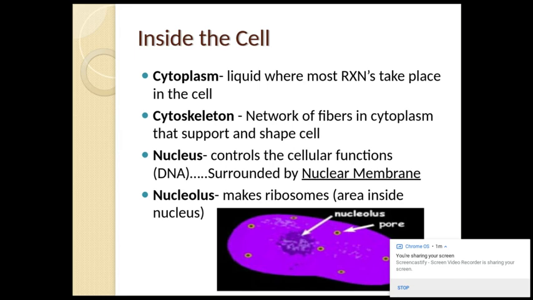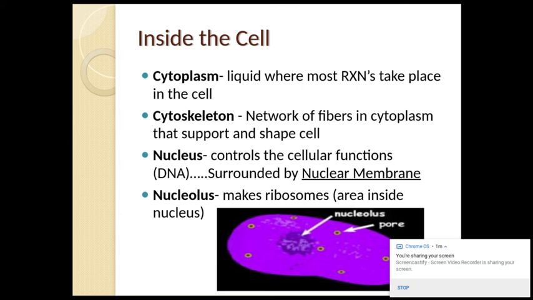And now we're going to move inside the cell. The first thing inside the cell is cytoplasm. This is like a jelly. It's the liquid that fills up all the space inside the cell. And this is where all the reactions take place in the cell. Okay, all the chemical reactions inside the cell are going to take place in the cytoplasm. It's just like the liquid that fills up the cell.